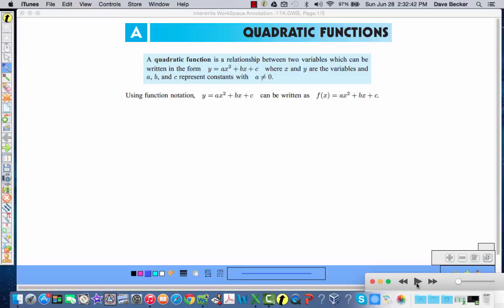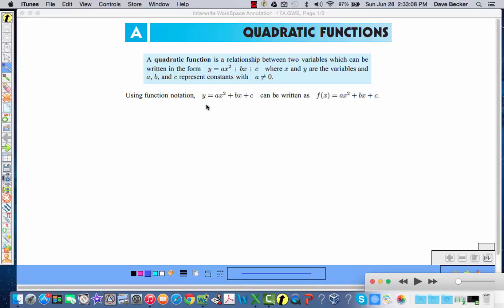A quadratic function is a relationship between two variables, which can be written in the form y equals ax squared plus bx plus c, where x and y are the variables, and a, b, and c represent constants, and a cannot be equal to 0. That's extremely important because what really makes this a quadratic is the squared, the exponent 2, the leading coefficient. So it's of degree 2.